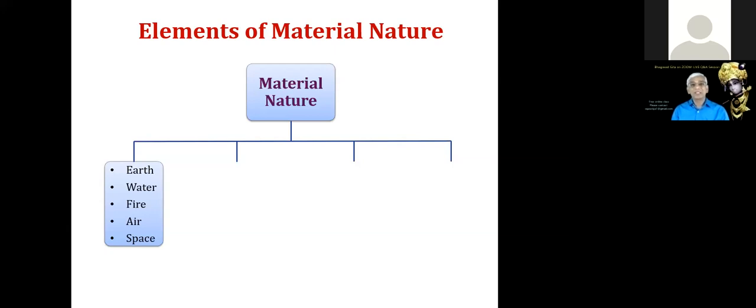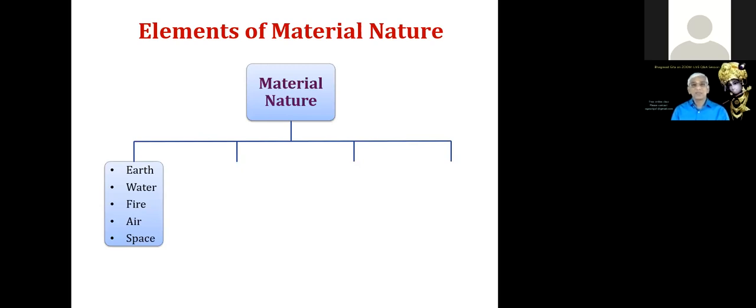This material nature, they are part of this material world. That's what we study when we go to school and college, all the basic science subjects like physics, chemistry, biology. We study only these 5 basic elements: earth, water, fire, air, and space. So our knowledge is restricted to just these basic elements. This is just a small part of this material nature.